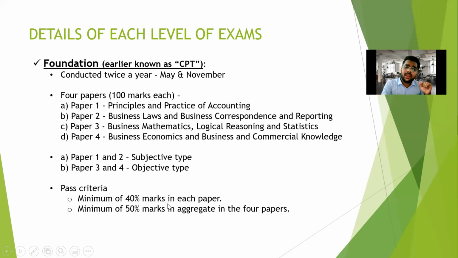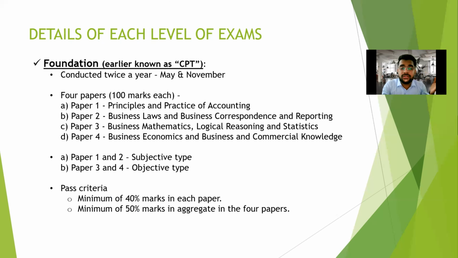And this is the criteria throughout the course: if you want to clear an individual paper, you have to get 40% of marks. But in aggregate, say for example here you have 400 marks, you need to get a total of 200 to clear the examination. So 40% to clear each paper, and 50% in aggregate. That's the requirement to clear the exam at all the levels. Be it foundation, inter, or final, that's the requirement.